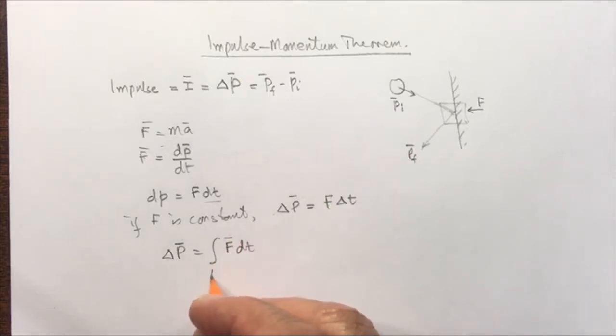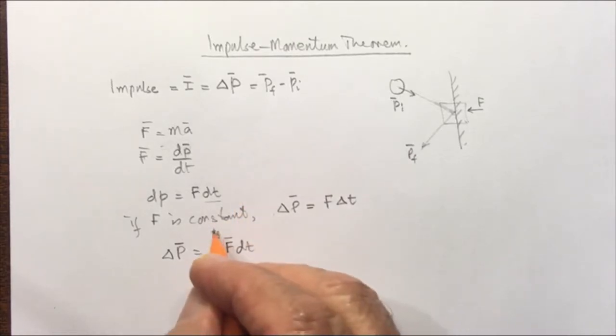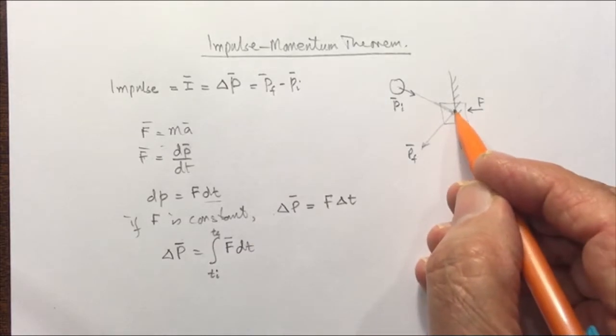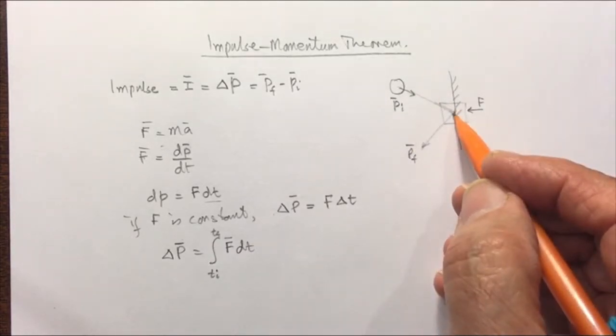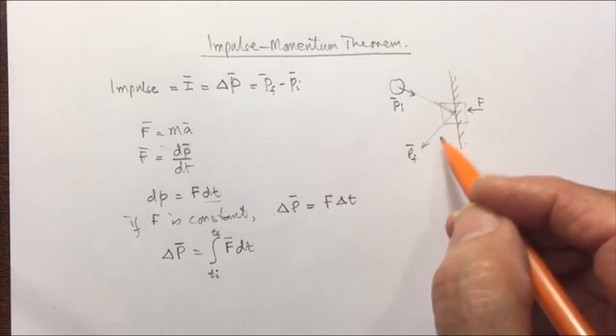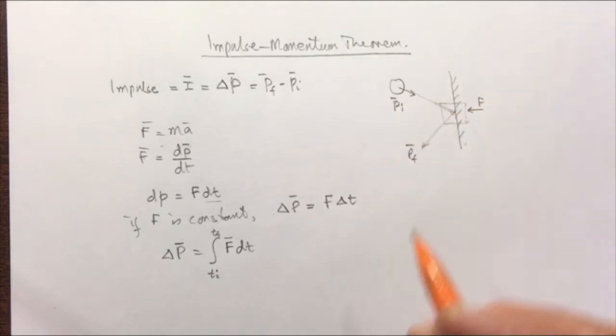And this integral would be from the initial to the final points in time, and the initial point in time is when it just touches the wall, and the final point is when it just leaves it. And t2 minus t1 is the time during which the two objects are, let's say, in physical contact.